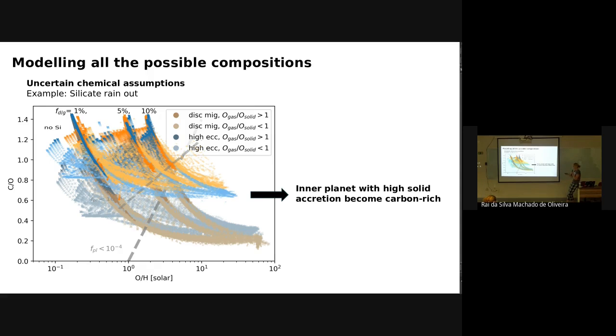And the whole trend we had before down here, where we saw the split, switches. So we now go from the aligned ones should actually be more carbon rich than the misaligned ones, if we consider that maybe silicates rain out or are accreted to the core. And in general, because we are missing all this oxygen, the whole line shifts upwards to values higher than 0.6 C/O ratio.